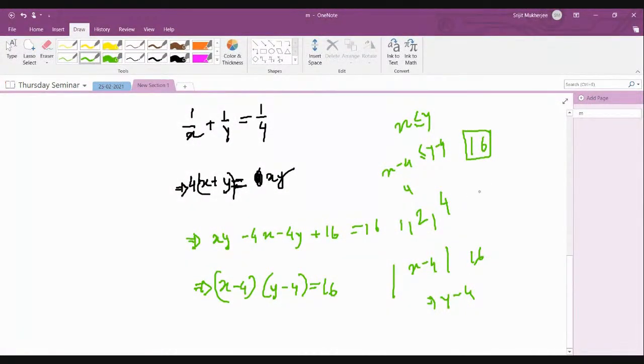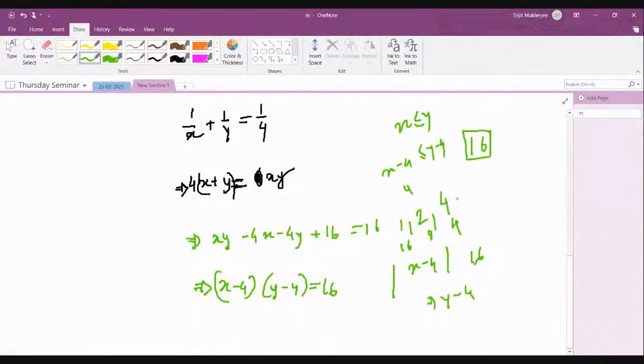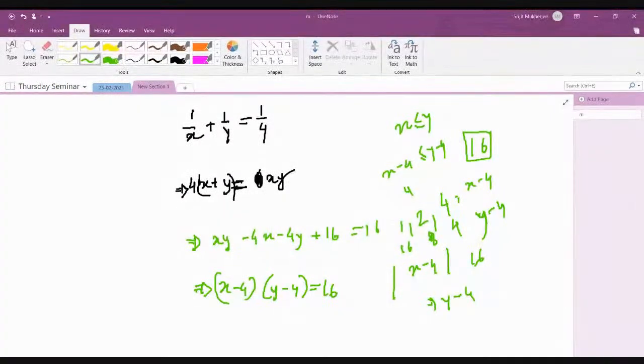Similarly, x minus 4 takes 1, 2 and 4, and therefore you get the corresponding 16, 8 and 4. So this is the x minus 4 you get, and this is the y minus 4 you get. From there you can get x and y. So 3 solutions are there. Okay, all of you understood this idea?